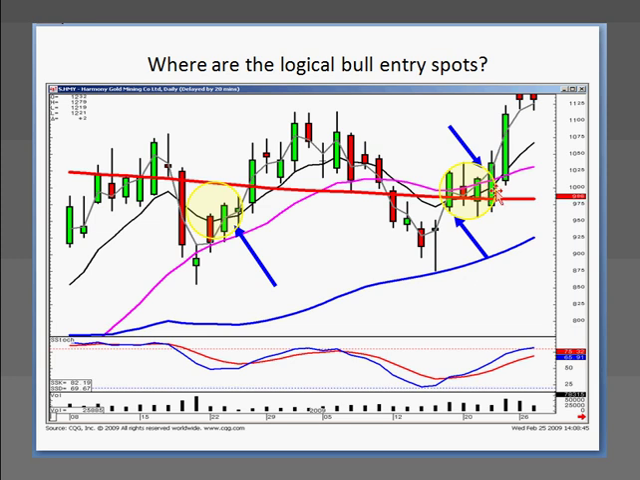It shouldn't close back below the halfway point of this candle, which would obviously put us back below the T-line, as well as the halfway point of this candle, which tells me there's not a lot of strength there. I want to be back out of the position.